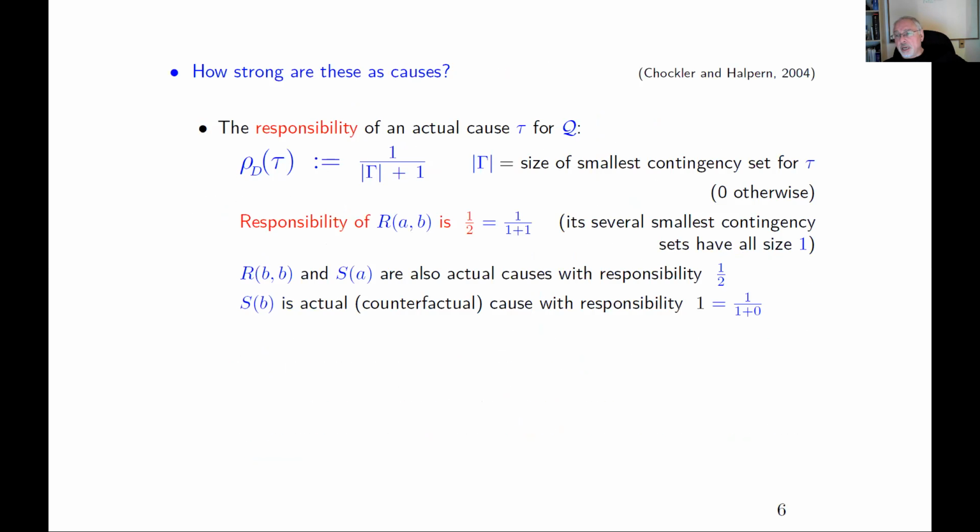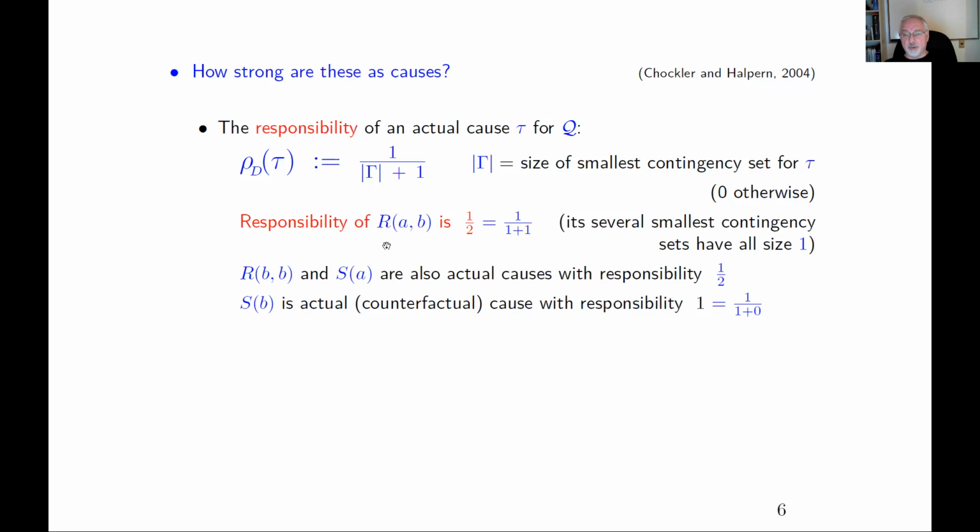So how strong are the causes? For that we can use the notion of responsibility. The responsibility of an actual cause for the query, that is a tuple here, is 1 over the size of the smallest contingency set that is needed for tau to invalidate the query, plus 1. And if the tuple is not an actual cause, it doesn't have anything to do with the query. Basically, the responsibility is 0.